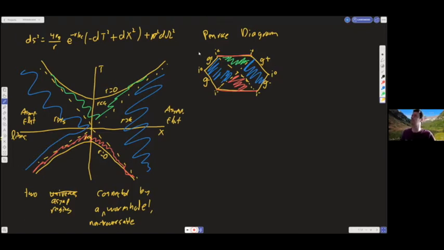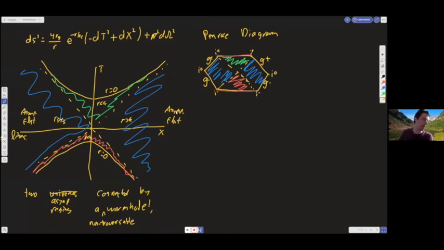And so the names are: this scri plus is future null infinity. This scri minus is past null infinity. I0 is spatial infinity. I plus is future timelike infinity. And I minus is past timelike infinity. But don't worry too much about the names. I'm just telling you what they are in case you see them sometime in the future. Okay, so that's the Penrose diagram for the Schwarzschild geometry.